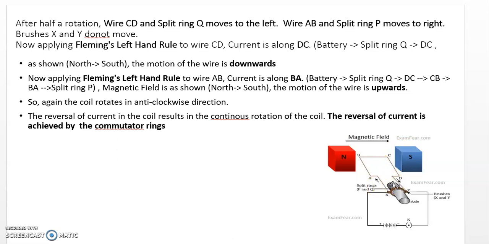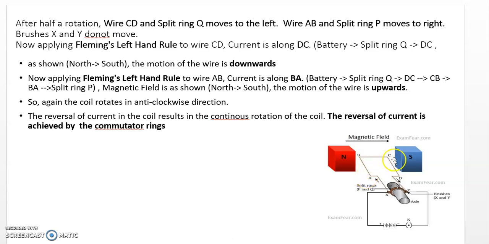Now once again you have to apply Fleming's left hand rule to the wire CD. On this side the current is along DC. From the battery, the current goes to the split ring Q, then along DC, since here it will be DC. Then, as shown, north to south. The motion of the wire is downwards. Once again it will be downwards only.